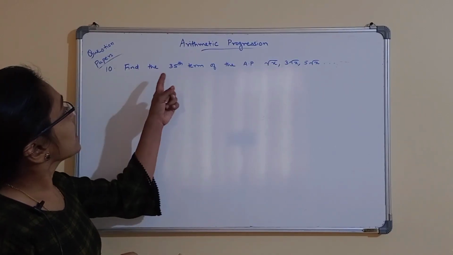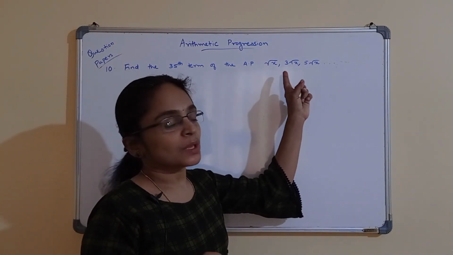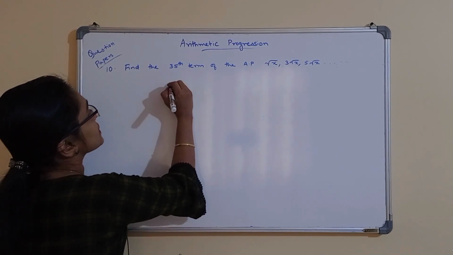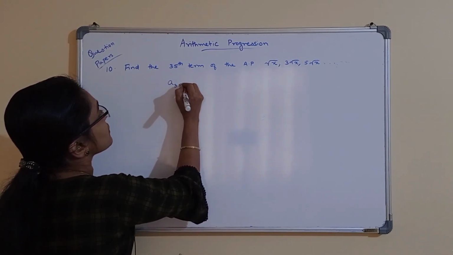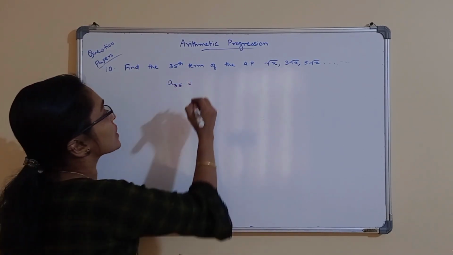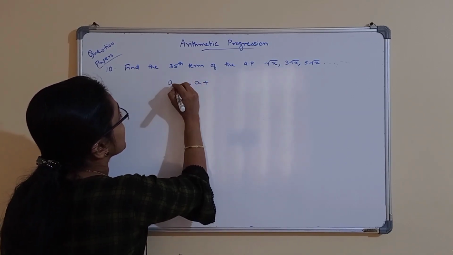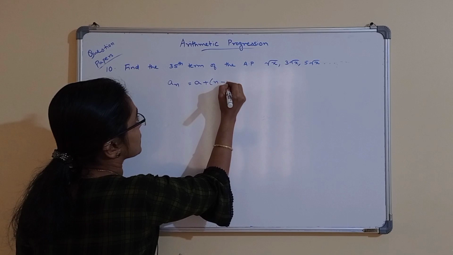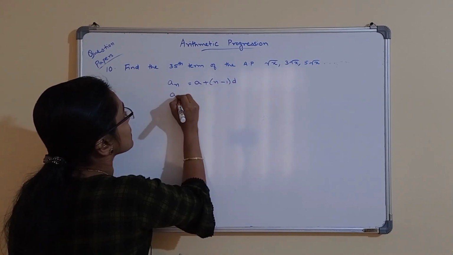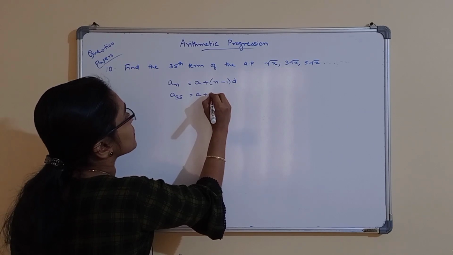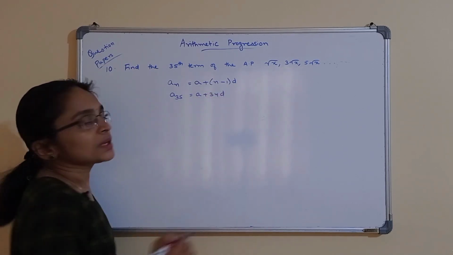Next is find the 35th term of the AP, root x, 3 root x, 5 root x, etc. The 35th term, A35, is equal to A plus n minus 1 into D. So A35 equals A plus 35 minus 1, that is 34D.